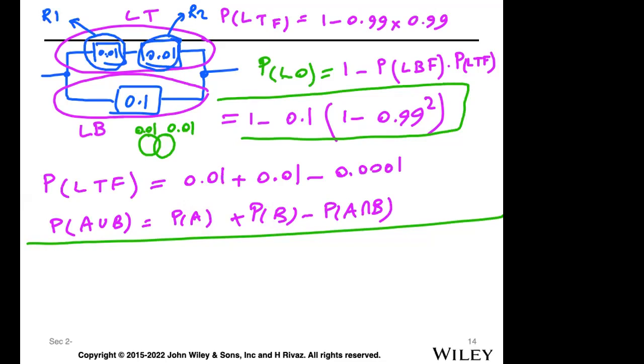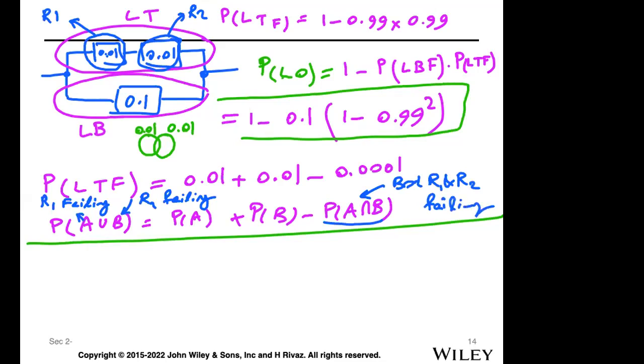So A here is resistor 1 failing, and B here is resistor 2 failing. And the intersection is both R1 and R2 failing, right? So remember, whenever we say, oh, either this guy fails or this guy fails, and we add them up, we always have to subtract the probability that both of them fail because we counted that thing twice. That's the intersection.